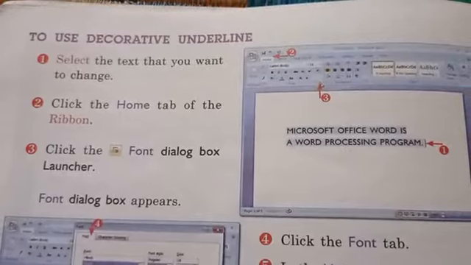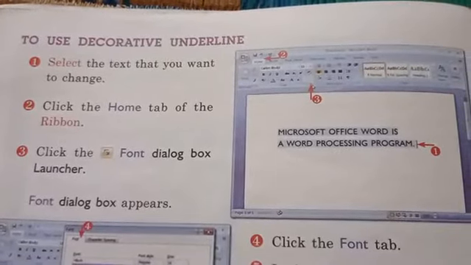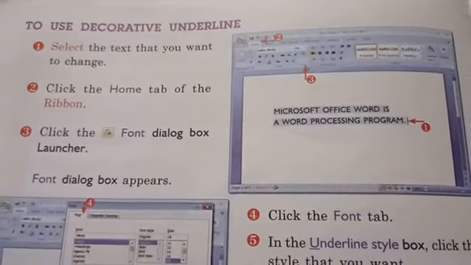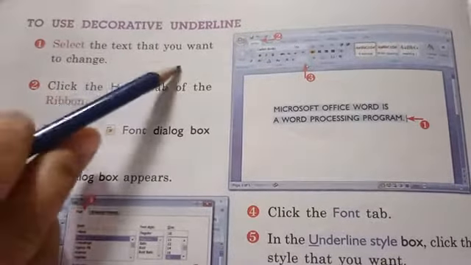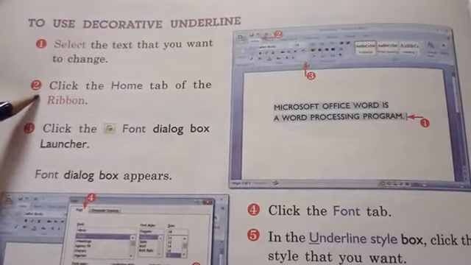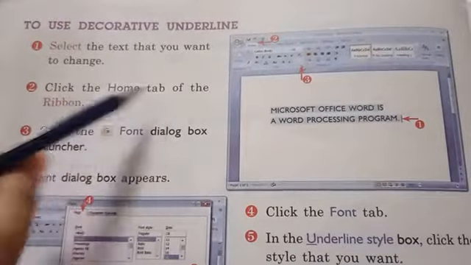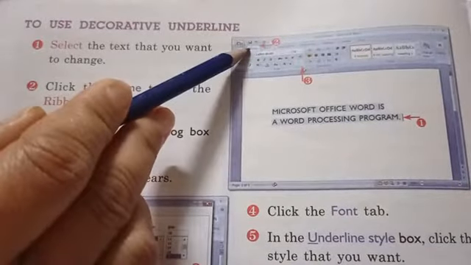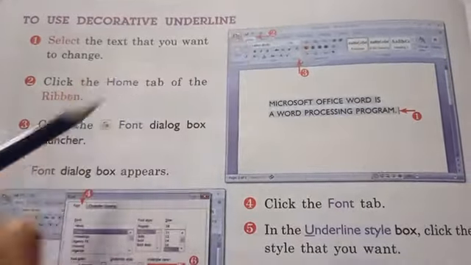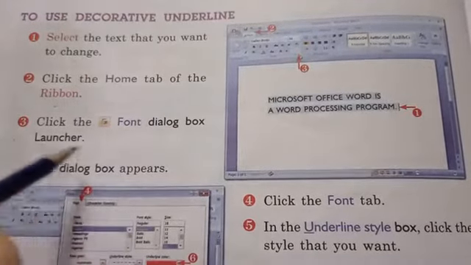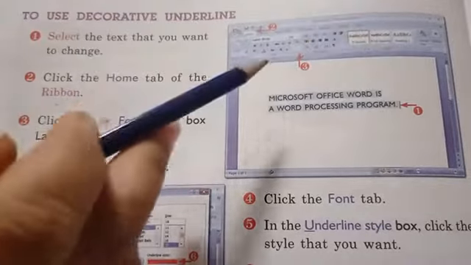To use a decorative underline, if you want to use a decorative underline, first you have to select the text that you want to change. Second step, click the Home tab of the ribbon. You can see the Home tab on the ribbon. You have to click on it. Third step, click the Font dialog box launcher. Here you have to click.